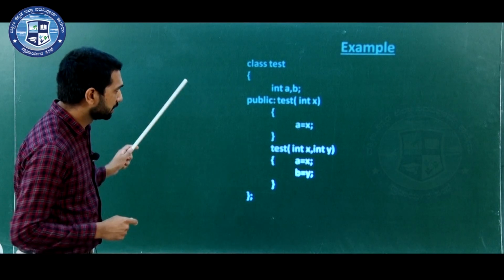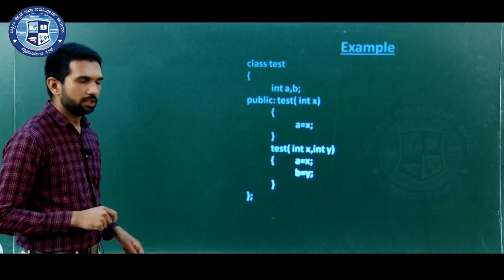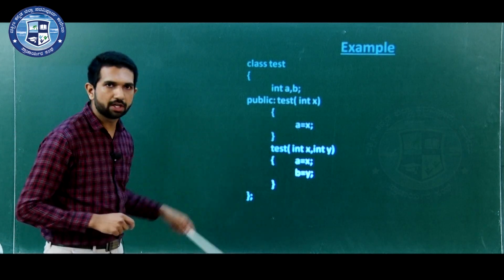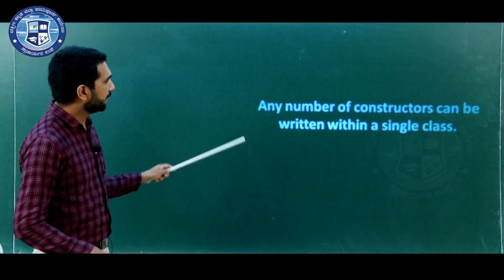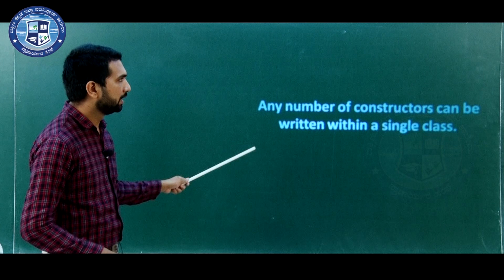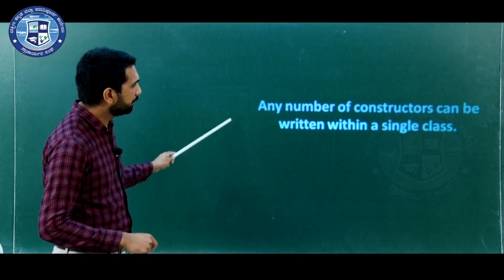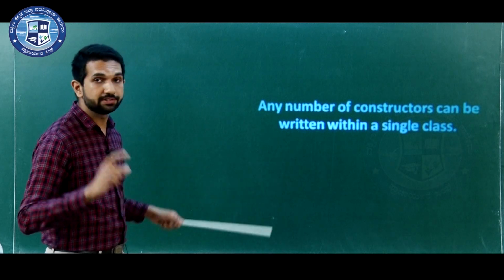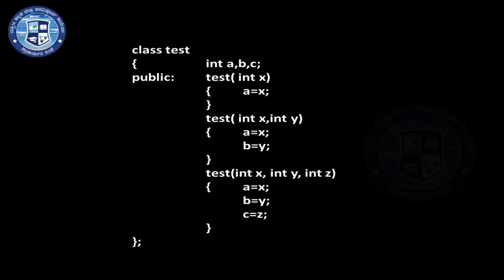This is what constructor overloading is. At least we should have two constructors which differ in number of arguments or type of argument. That is constructor overloading. So, any number of constructors can be written within a single class. There is no restriction, a class can have any number of constructors.